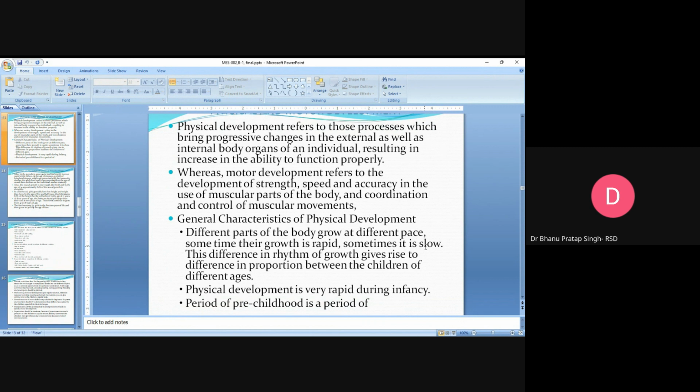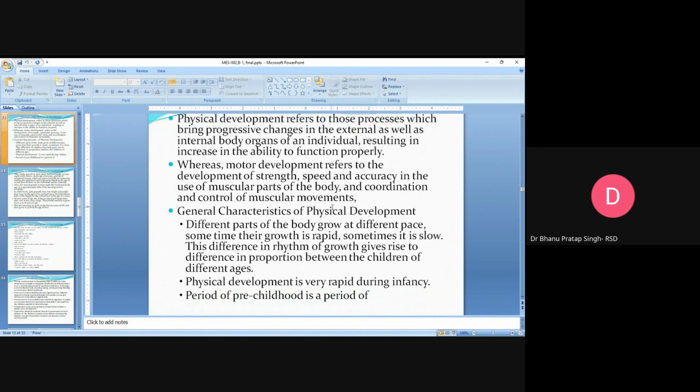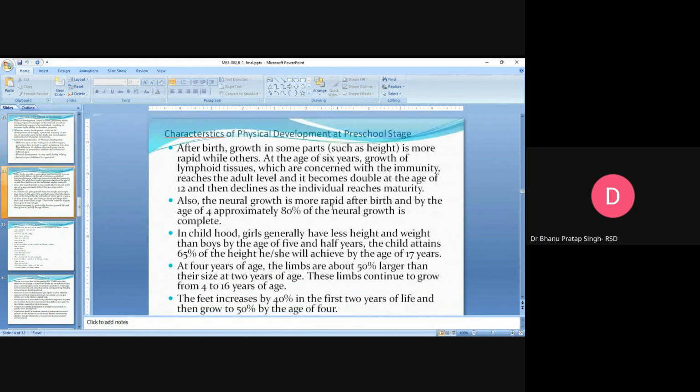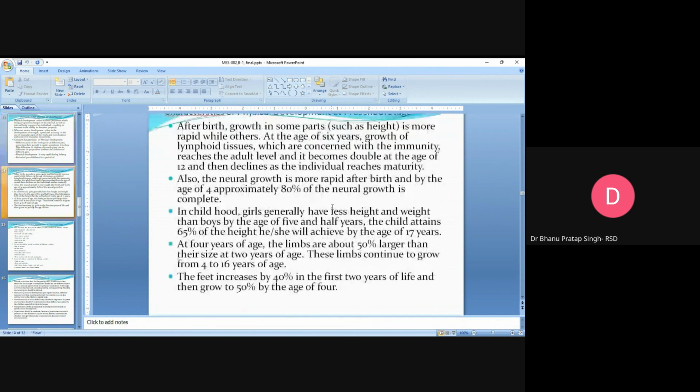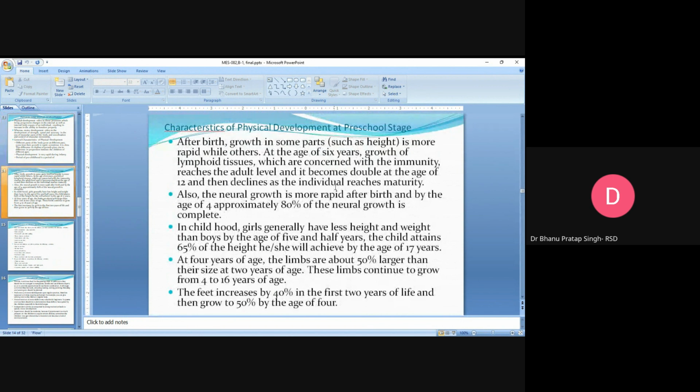Physical development is very rapid during infancy. We have discussed many times that all kinds of development take place in childhood, but as far as physical development is concerned, it is very rapid during infancy. The period of pre-childhood is a period of further development, meaning childhood is known as the rapid development age of the child. Next, these are the characteristics of physical development at the preschool stage.